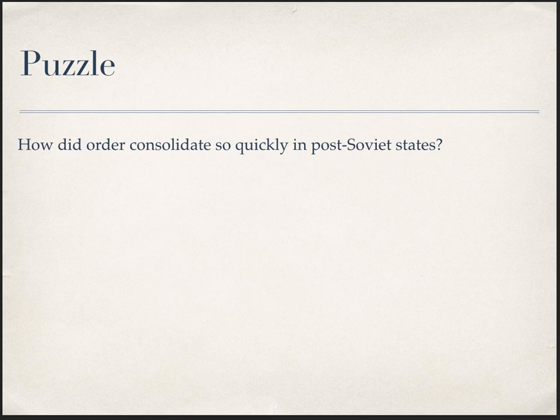Why did order consolidate so quickly in post-Soviet states? In the wake of the collapse of the Soviet Union, you have all of these countries that are newly created. There are lots of security arrangements that are precariously balancing ethnic or religious groups. And yet the wars that settled out who would be in control of these states moved relatively quickly. How did that happen? Perhaps Russia intervened.